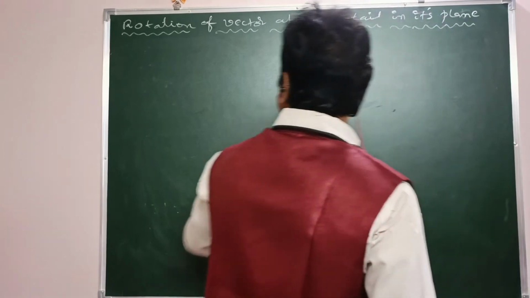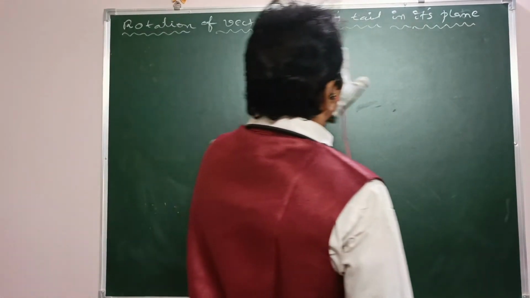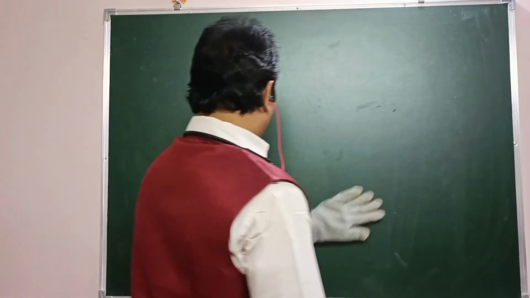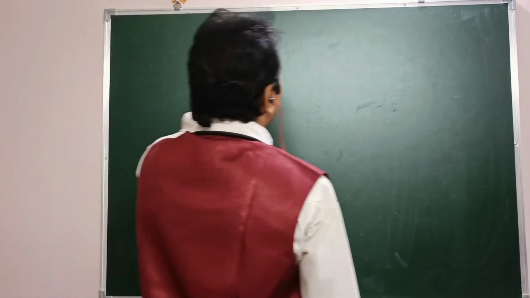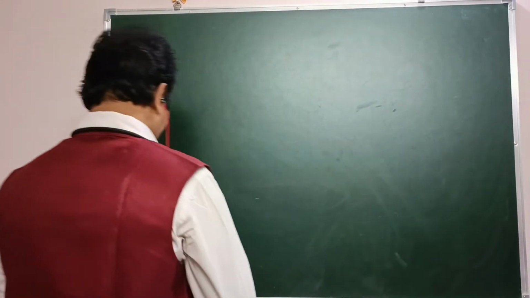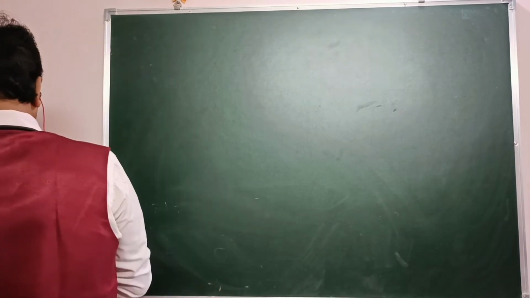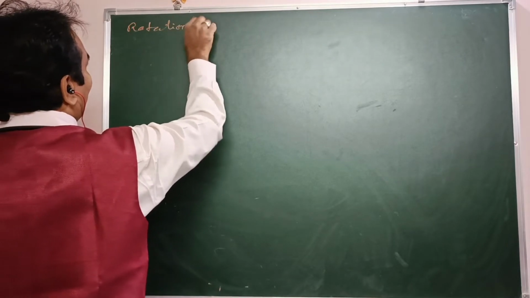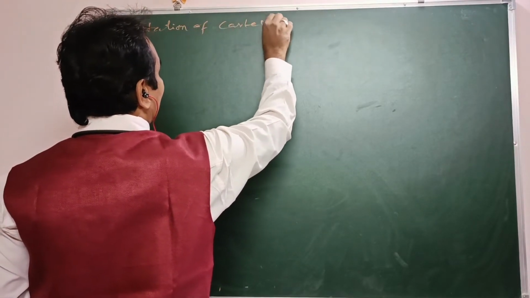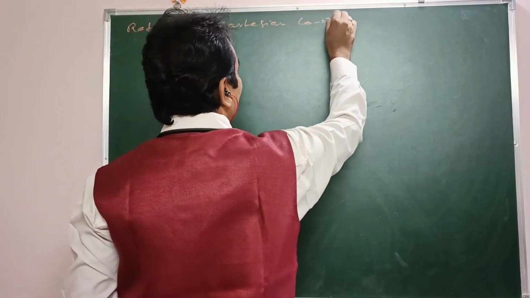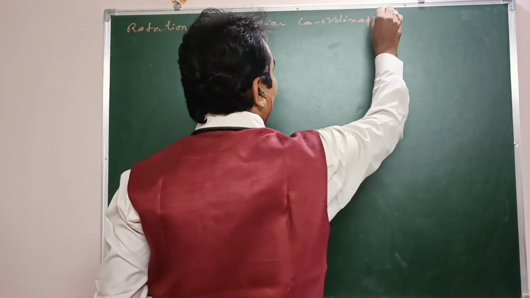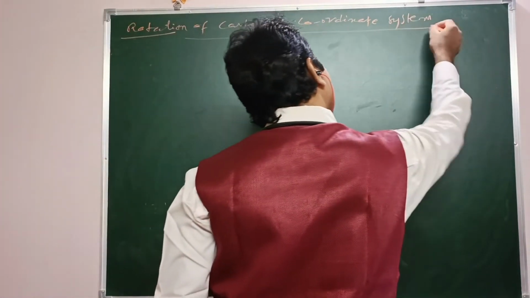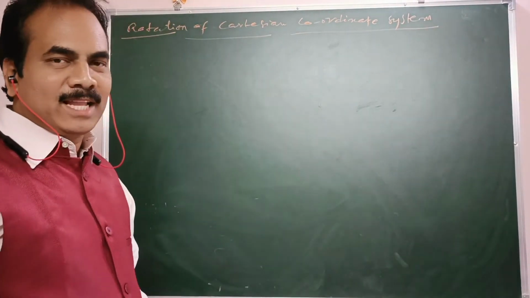Now, rotation of the Cartesian coordinate system by keeping the vector constant. We are not at all disturbing the vector this time. Rotation of the Cartesian coordinate system. This time we are not at all disturbing the given vector.